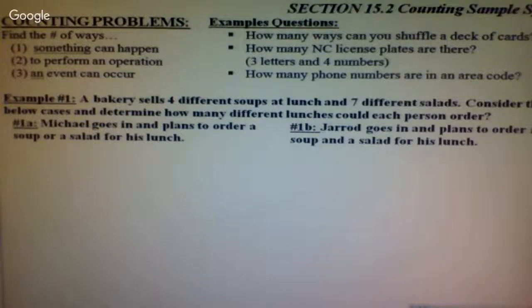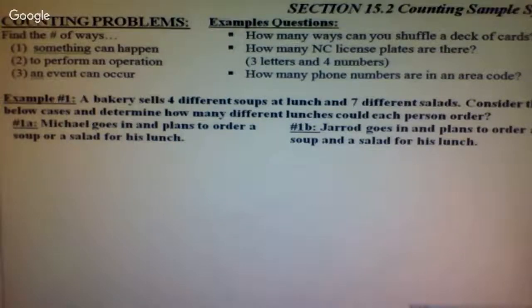What we just got done doing is all of section 15.2. Again, we're gonna spell it out in the easiest terms possible. These are called counting problems. Everything from 7 till the end are called counting problems. It's finding the ways that something can happen, ways to perform an operation, or ways that an event can occur.